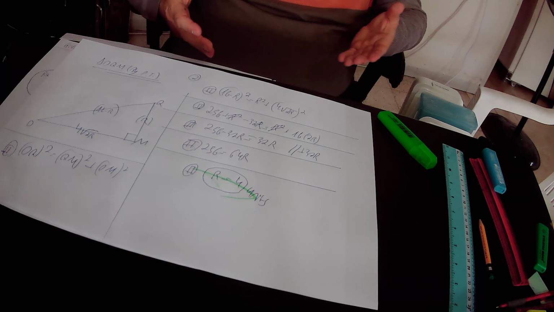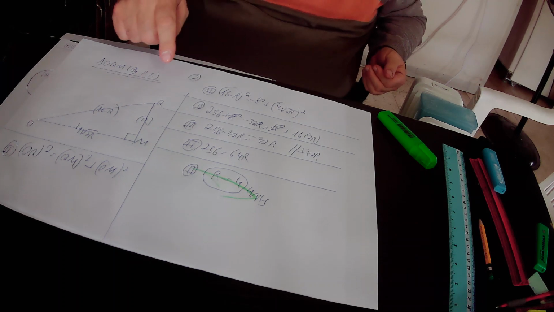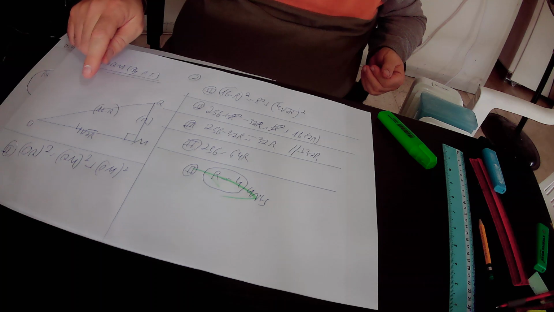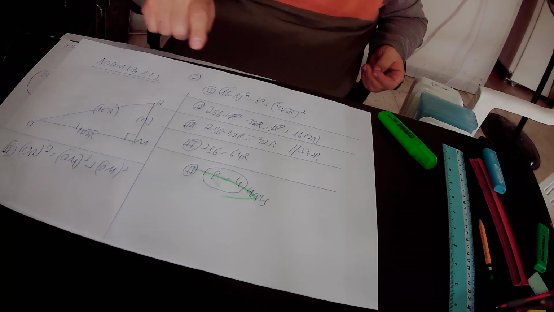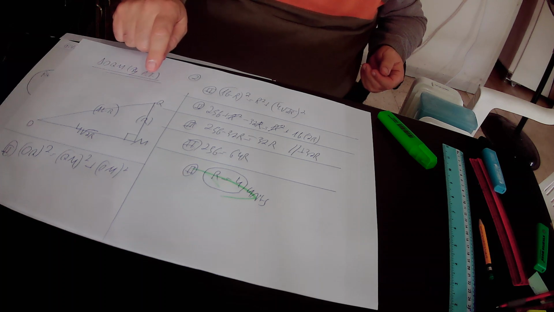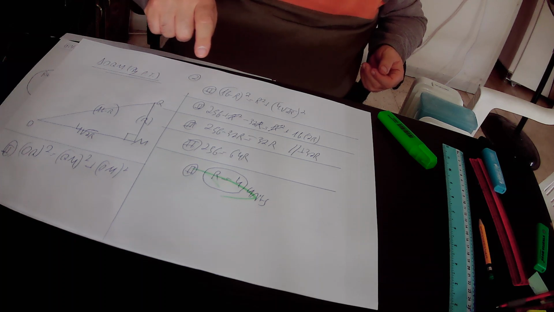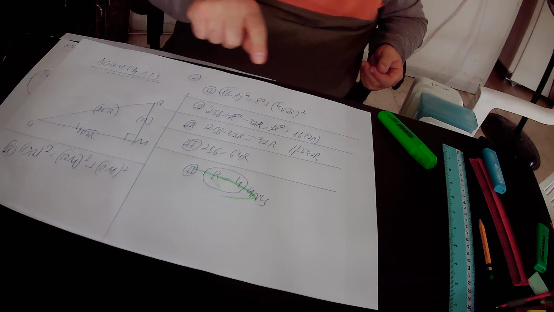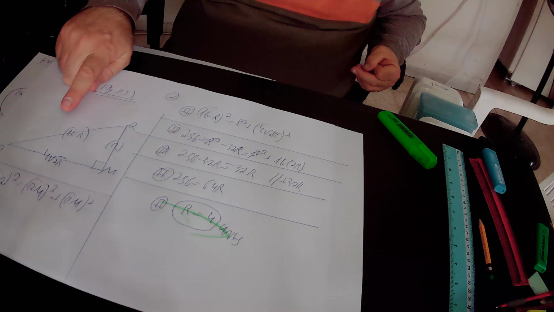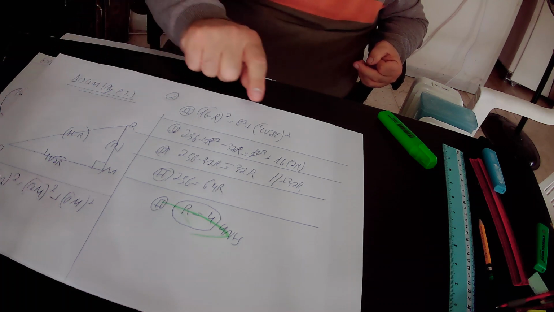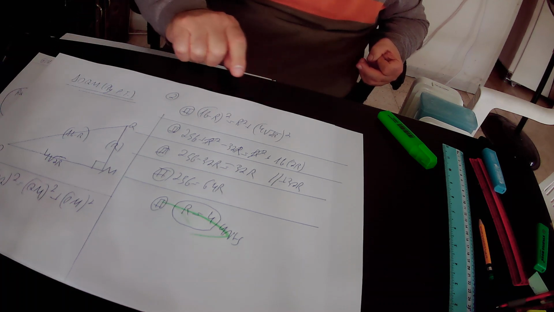According to the Pythagoras theorem, in this right triangle OQM, OQ squared, that is the square of the hypotenuse, must be equal to QM squared plus OM squared. So OQ is 16 minus R, therefore OQ squared is (16 minus R) squared, and it must be equal to QM squared. QM is R, therefore QM squared is R squared, plus OM squared. OM is 4 times square root of 2R, therefore OM squared is (4 times square root of 2R) squared.